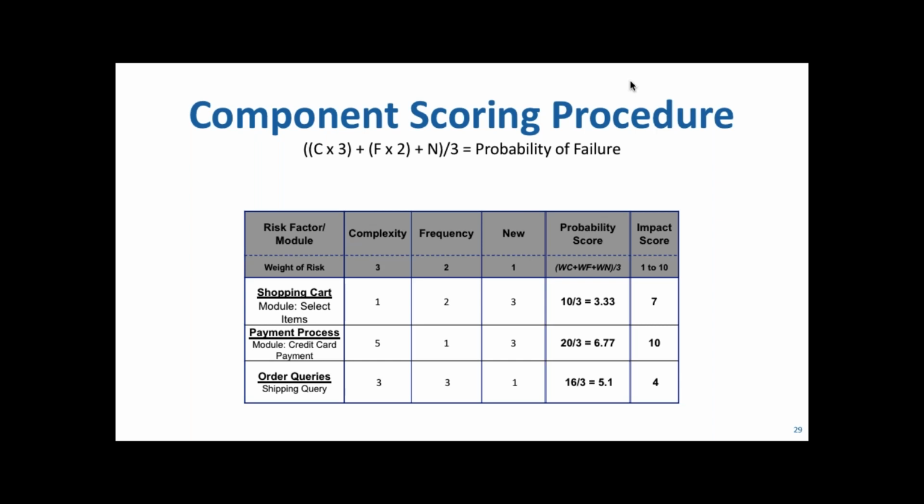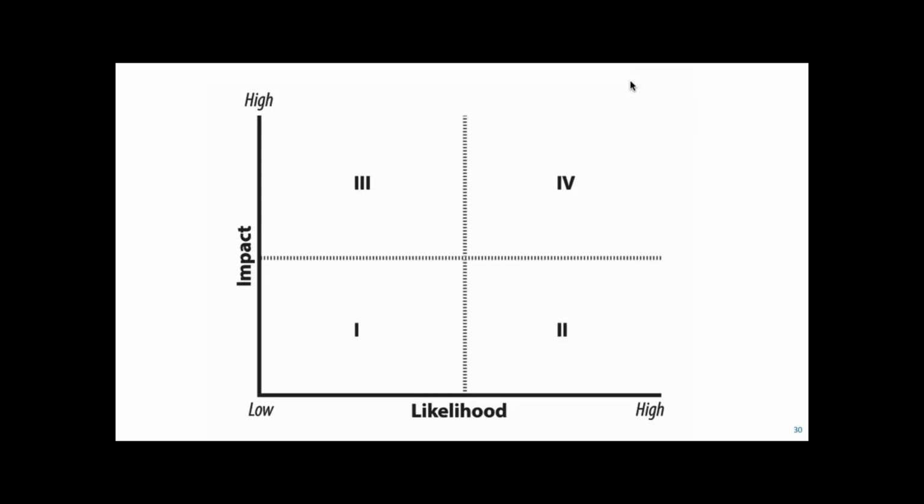We would then take these ratings and we would plot them within our quadrant. And once we've plotted our scores, we would then focus our testing effort, first tackling quadrant 4, and then 3, and then 2, and lastly 1. Very, very effective way to improve your testing process.